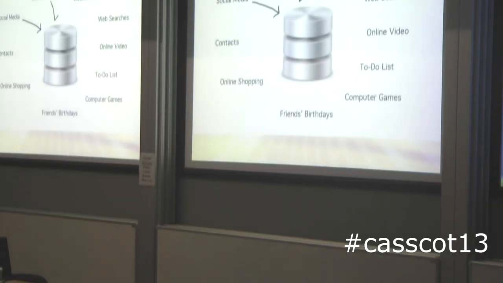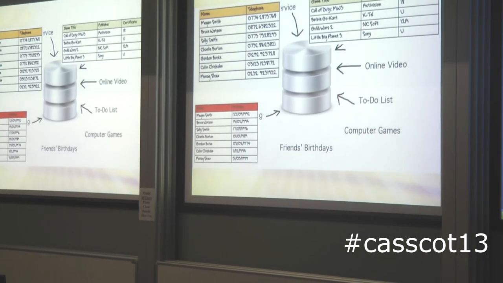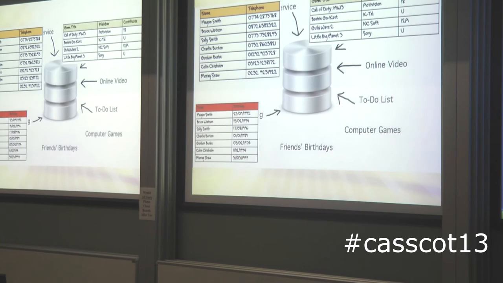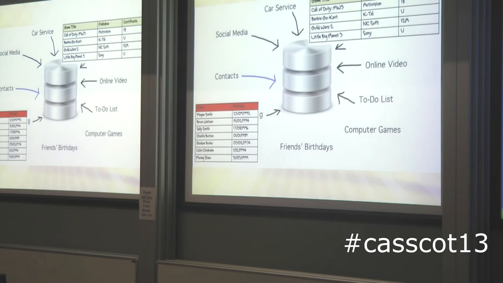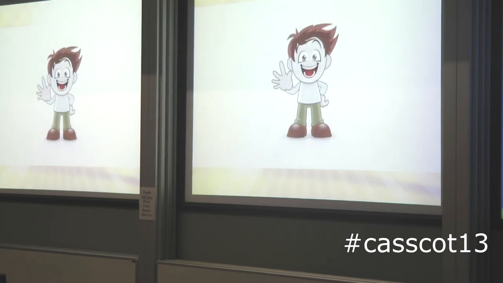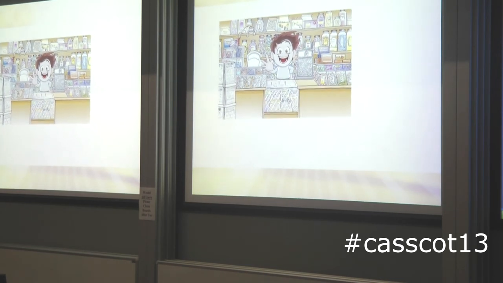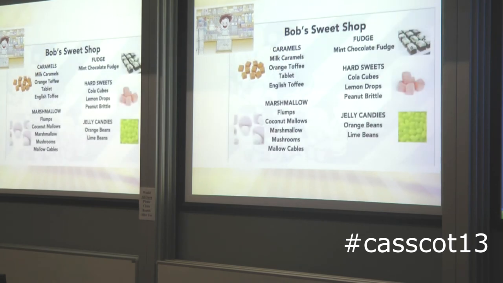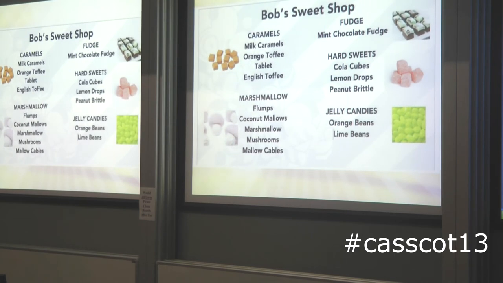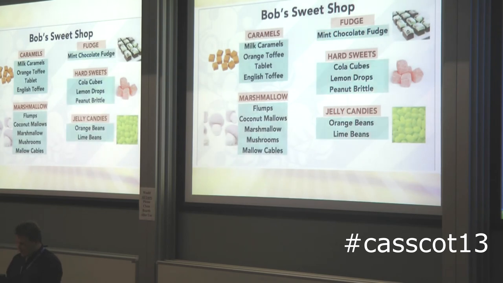We use databases to store much of the data in our world. Flat file databases are simple databases that store information about uncomplicated things. The contacts in your phone, the birthdays of your friends, the list of computer games that you own. This is Bob, and he runs a sweet shop. His customers can choose confectionery from a large menu that is displayed in his shop. On his menu are 5 different categories of sweets, and there are several sweets in each category.